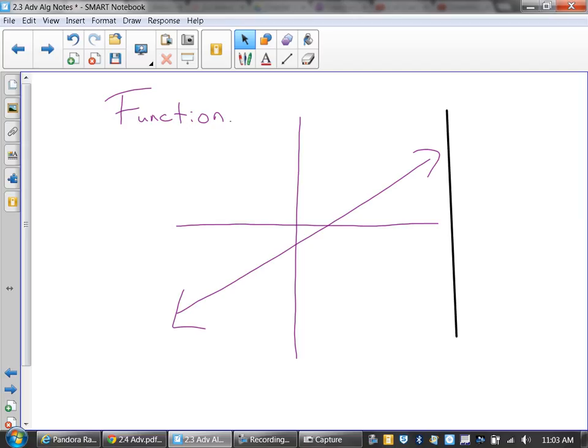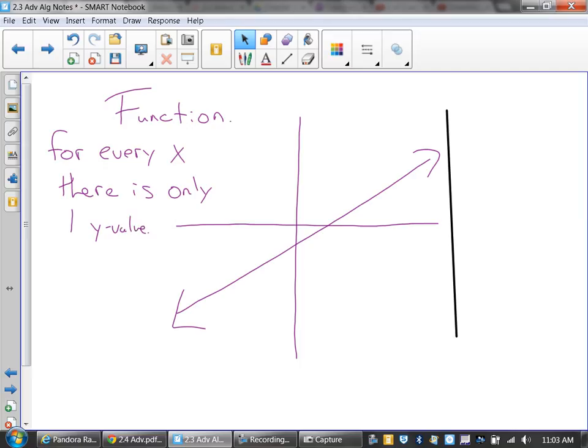So what happens here, a function, for every x, there is only one y value. In order for a function to occur, for every x, there's only one y value. On a graph, that means it passes that vertical line test.